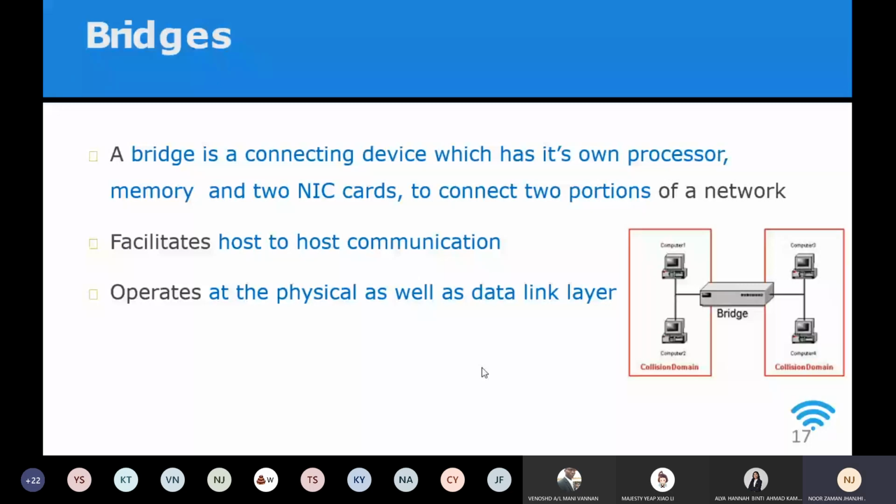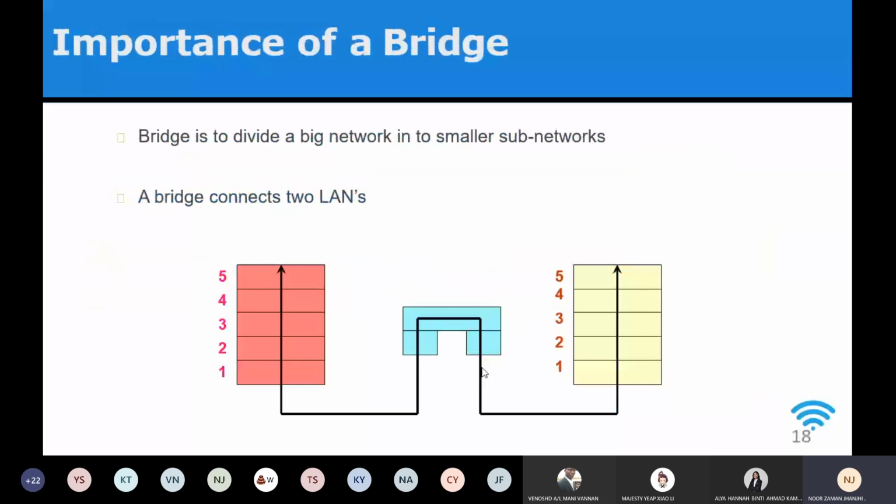You know that bridges have their own processor and memory, and they also have two NIC cards. What is the NIC card? The NIC card actually stands for network interface card, the port where we connect the RJ45 cable. Okay, so this will facilitate the host communication, and this is applied at the physical layer as well as the data link layer. So this is known as the bridge.